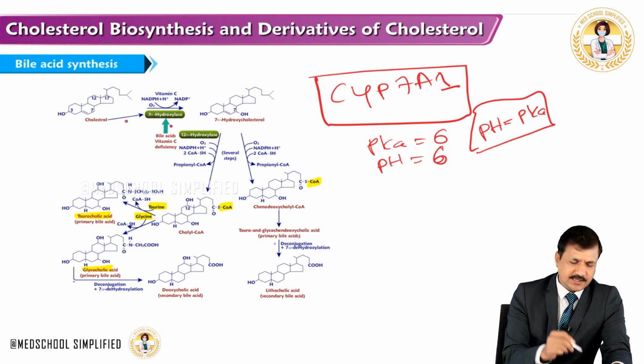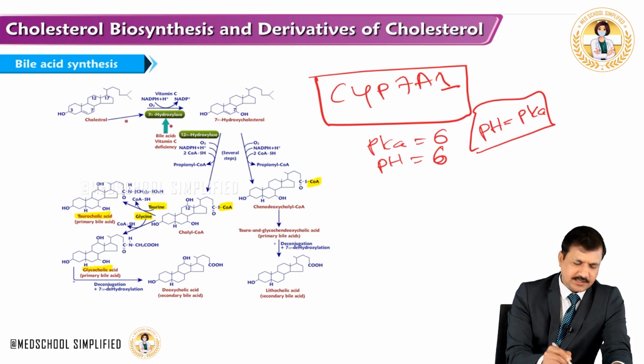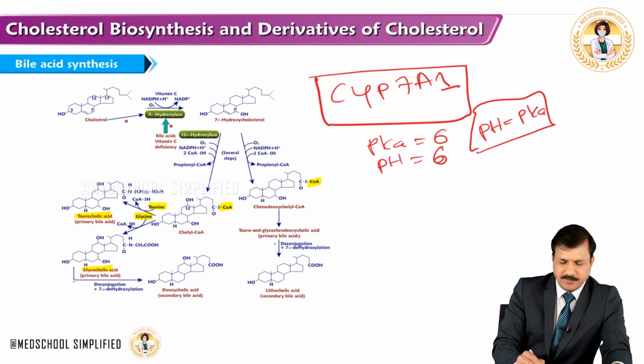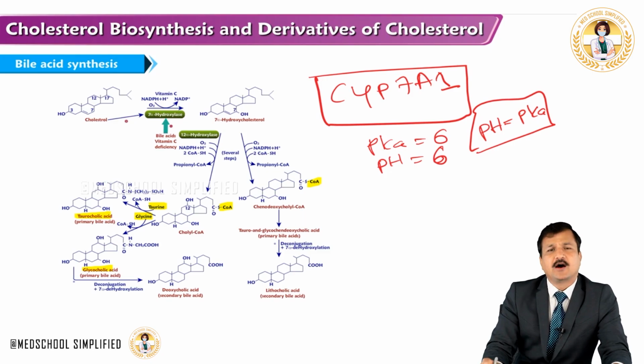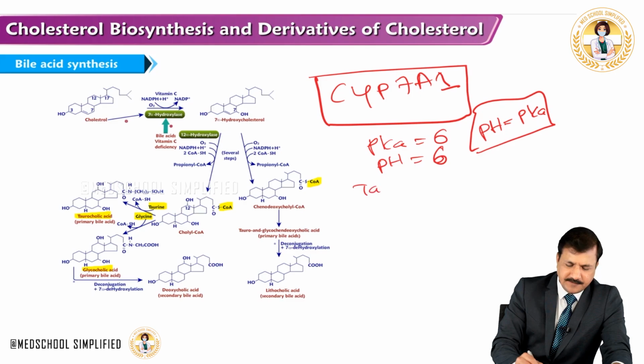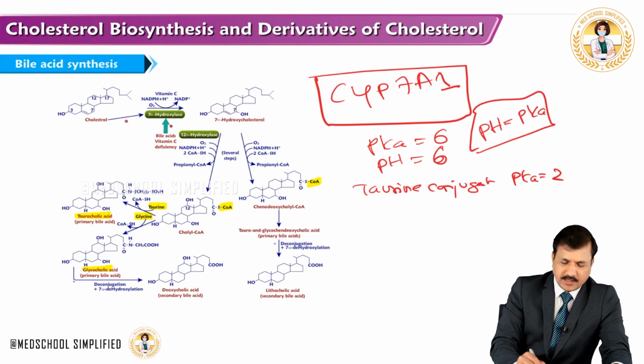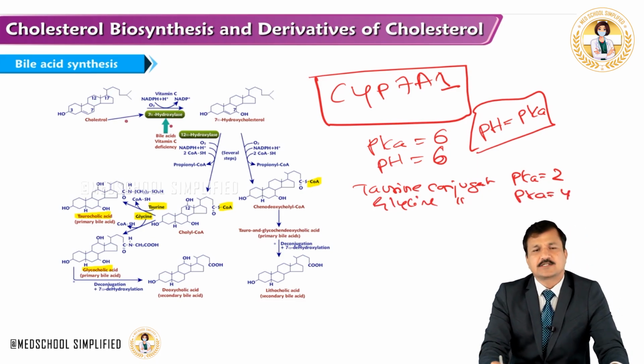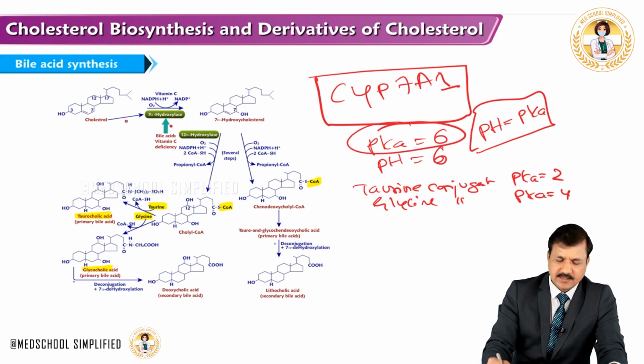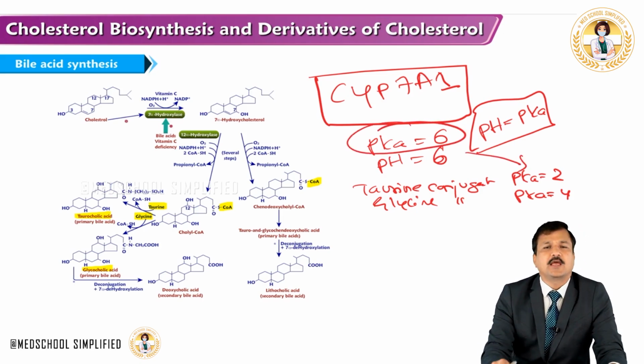So with this conjugation, what is the use of conjugation? Conjugation simply is going to decrease the pKa of cholic acid and chenodeoxycholic acid. How? Taurine conjugation will decrease the pKa to 2, from 6 it will be decreased to 2. With the glycine conjugate, it will have a pKa of 4. Overall, from pKa 6, it has now decreased to pKa either 2 or 4.